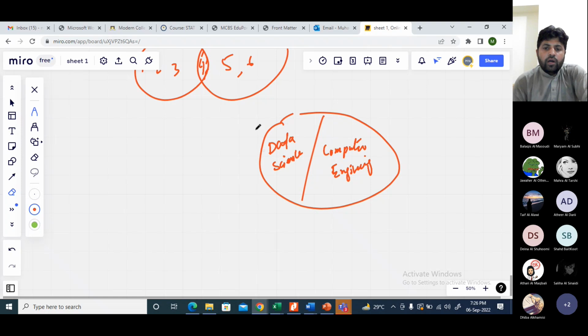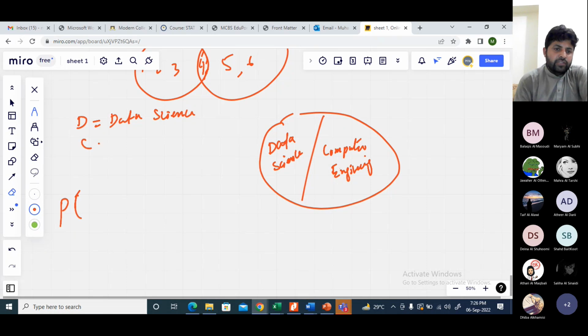So my task is to select a student from the class. So I'm going to write probability, where D is for data science and C is for computer engineering. So probability of D or C means my task is to select a student.